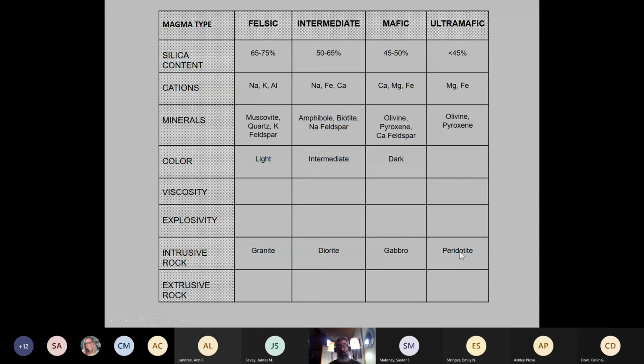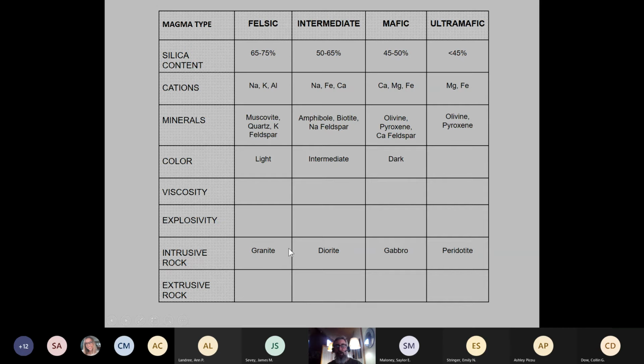Is there an extrusive counterpart of peridotite? There is, but almost no one ever gets to see it, just like no one ever gets to see peridotite. So we're done with ultramafic stuff. It's served its purpose. Its purpose was to say, number one, it's what the mantle's made of, and number two, partial melting of that gives us this. We're not as concerned with it today with extrusive rocks.